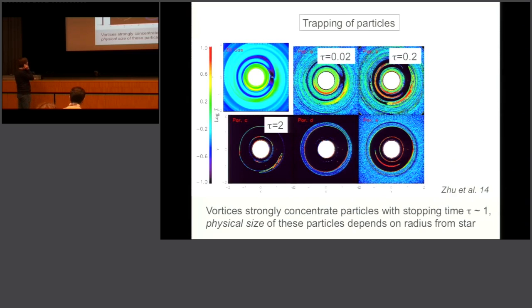And here what they've considered is a number of different particle sizes, which correspond as usual to different stopping times: 0.02, 0.2, 2, and then these are even larger particles that we're not considering here. And what you can see is that as you go from rather small particles to much larger ones, the larger particles become really very strongly trapped in the vortex. So if you look at this 0.2 stopping time here, you can see the vortex is very clearly delineated by a concentration of particles, and then the vortex on the inside is also very clearly delineated. There's also particles being trapped in the horseshoe region of this simulation, which may be reflecting the fact that the planet has grown relatively quickly, and so there's still quite a bit of gas surviving in the horseshoe region of this system.